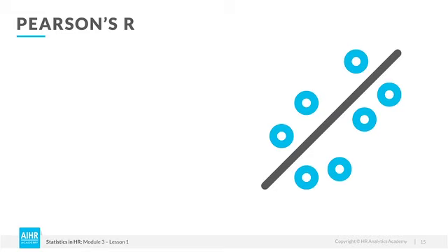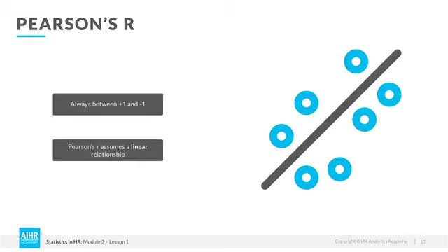First of all, the outcome. After you've run your analysis, you get a value for Pearson's R. This value is always somewhere between -1 and +1. A -1 is a perfect negative correlation, whereas +1 is a perfect positive correlation. The closer R is to either +1 or -1, the more closely the two variables are related. Next, Pearson's R assumes that the relationship between variables A and B is a linear relationship.